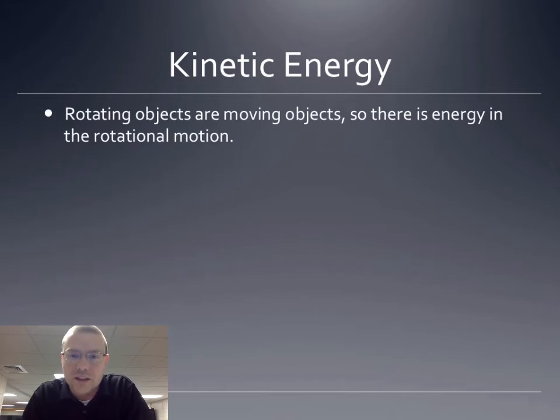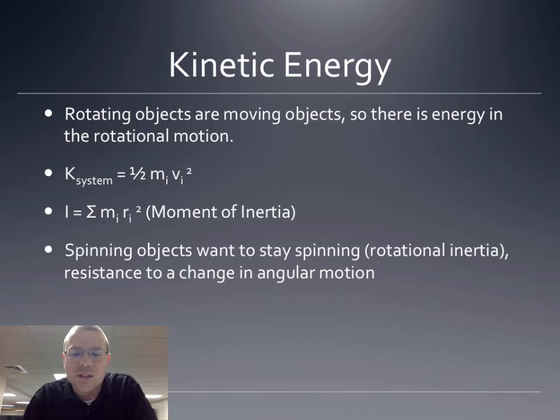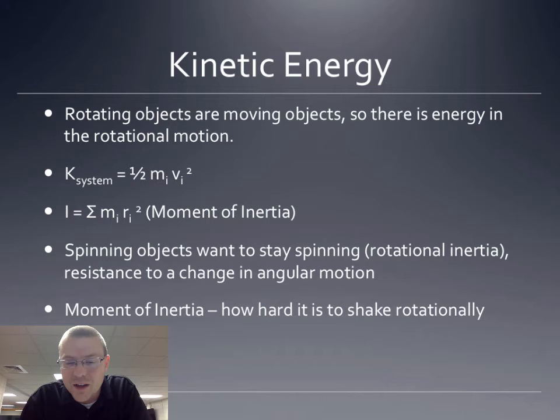They have rotating kinetic energy. So if objects have rotating kinetic energy, we can use 1/2 mv squared to solve for the total kinetic energy. The moment of inertia is just mass times the radius squared. And spinning objects will want to continue spinning unless they're resisted by some outside net torque. That's just the definition of rotational inertia. So another way of thinking of rotational inertia is how hard it is to shake something. When you try to shake something, that object is going to resist any change in its angular motion.